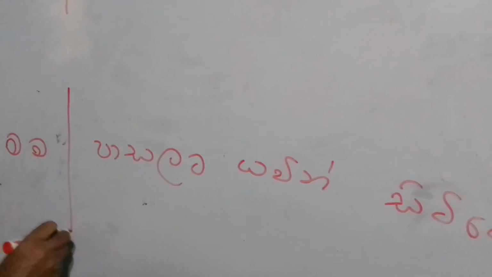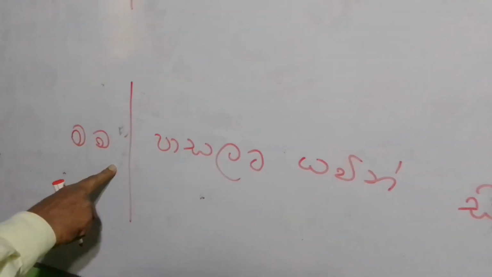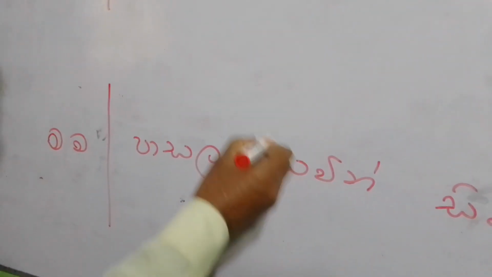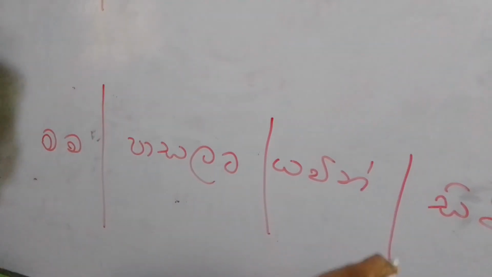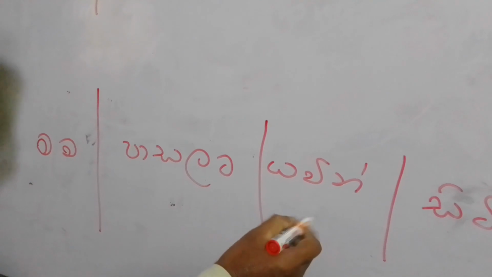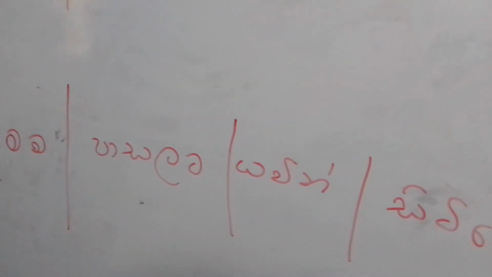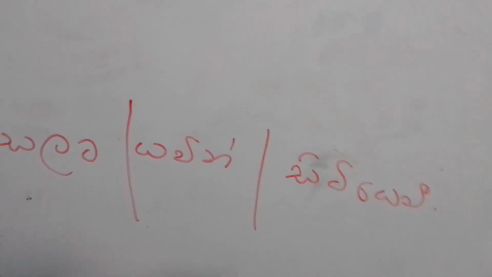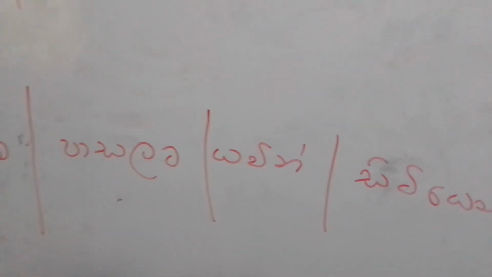Okay. Now what is the subject of this sentence? The subject of the sentence is this one, mama. What is the verb of this sentence? This is the verb of the sentence. What is the object of the sentence? This one.